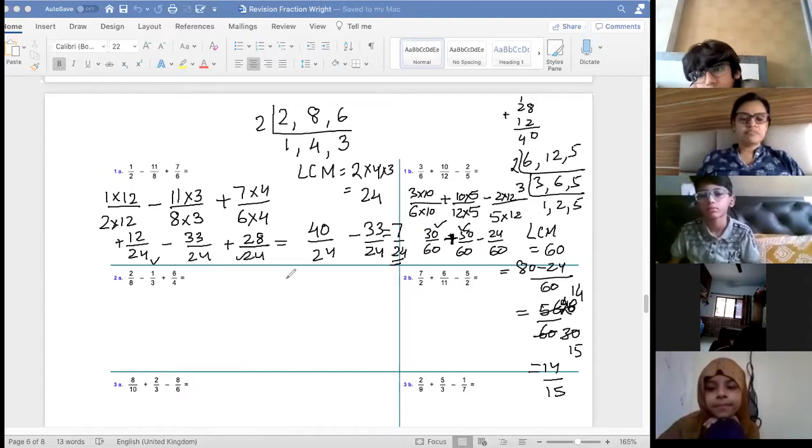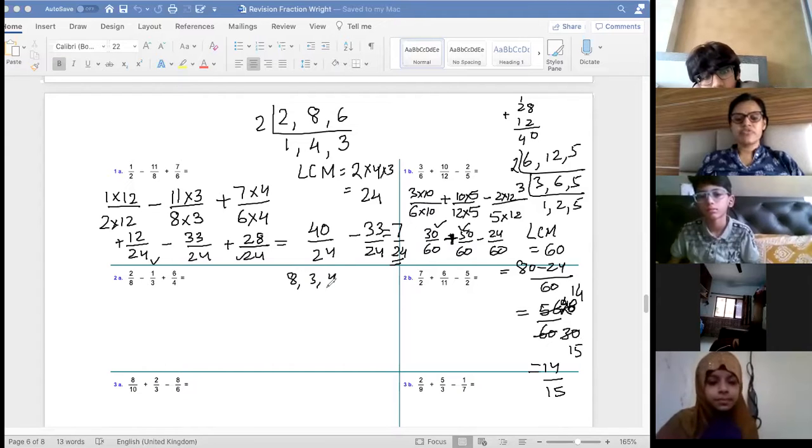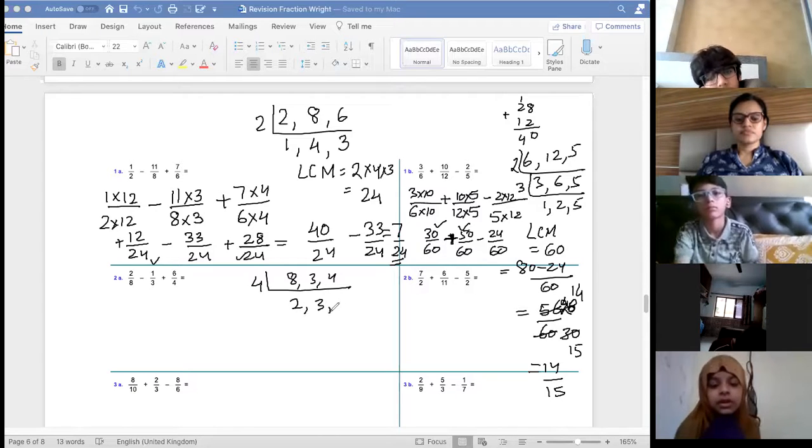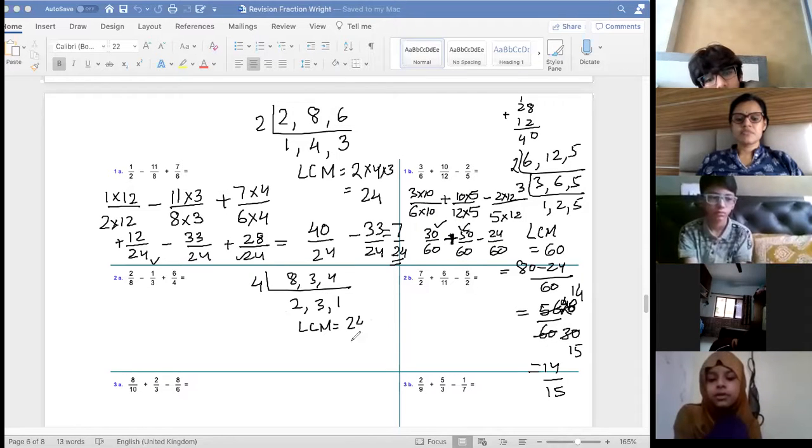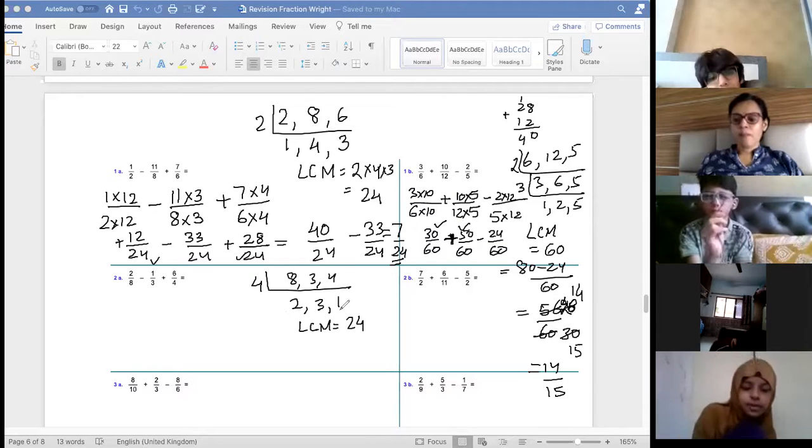Okay, now, yeah. Tell me, Aisha. LCM of 8, 3 and 4. What is the LCM? We'll take 4. Okay, chalo, we'll take 4. 4 2s are 8, and 3 will be as it is, and 4 1s are 4. So what is LCM? LCM is 4 into 2 into 3. It is 24. 24, yes.